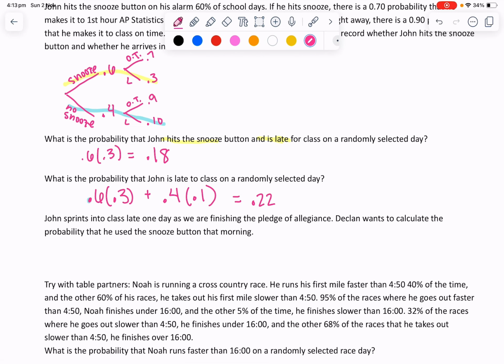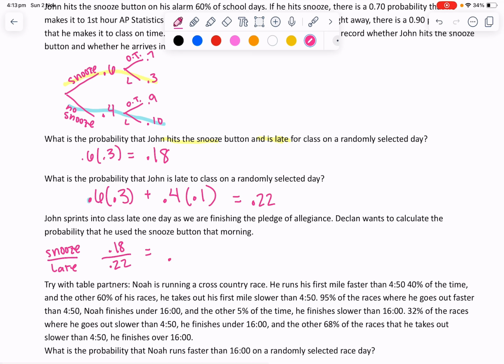John sprints into class one day late as we are finishing the Pledge of Allegiance. Declan wants to calculate the probability that he used the snooze button that morning. So, given that he is late, what is the probability that it was a snooze day? Out of all of the late possibilities, the 0.22, what's the likelihood he hits snooze? So on top, that's snooze and late, the 0.18. That's what we did first. And then on bottom, that's all of the ways that he could be late.